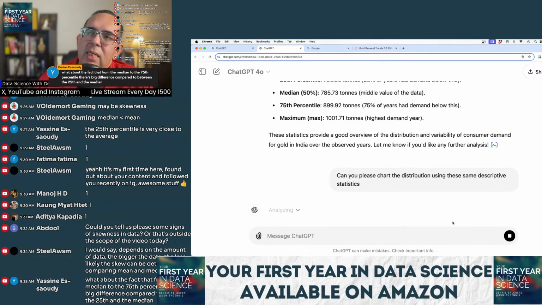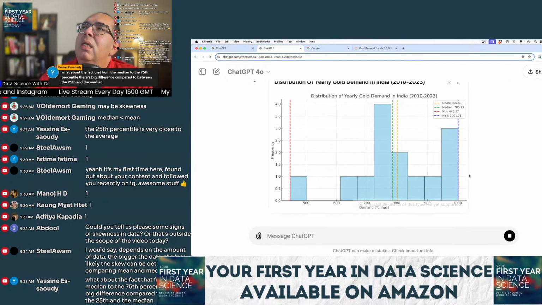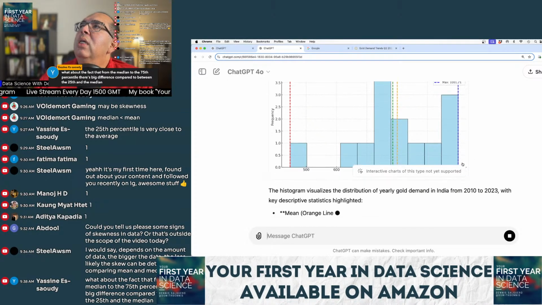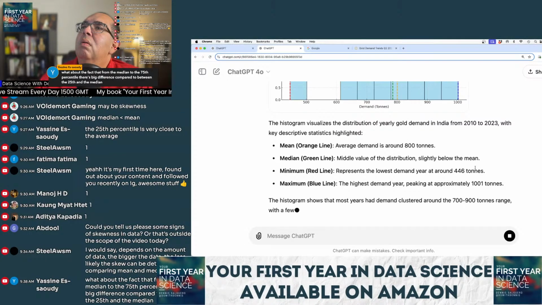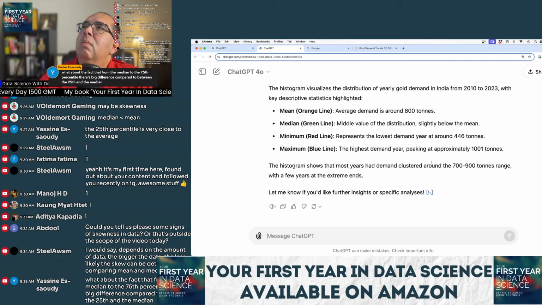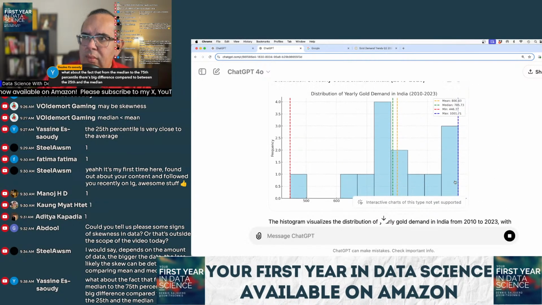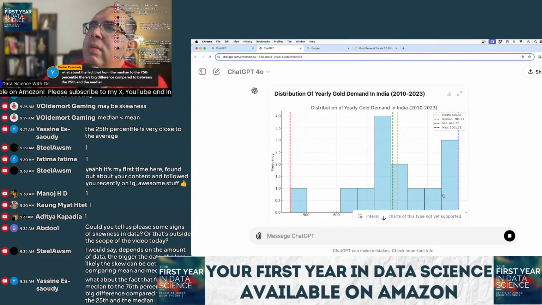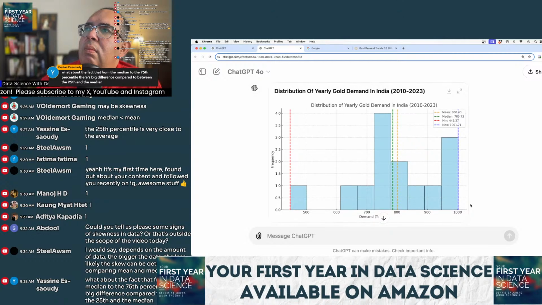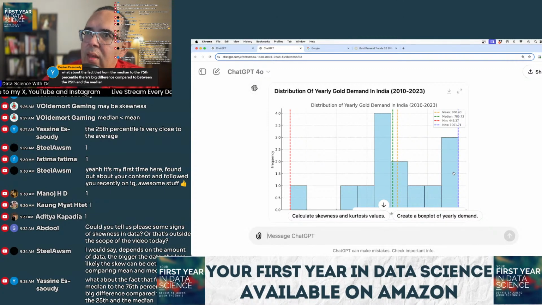I should have been more specific and asked it to also include the median lines and all that. Okay, it did show it. I'm going to put this question in, and then we'll look at the chart while it's thinking. So to Steele's point, this is probably not enough data to really show a great distribution, or a great curve. But obviously we have a fat tail over here, right?